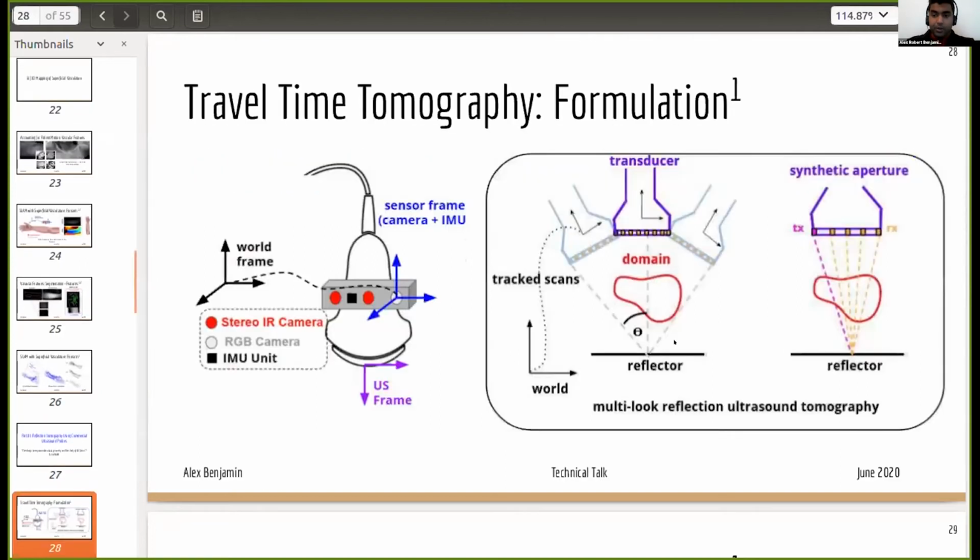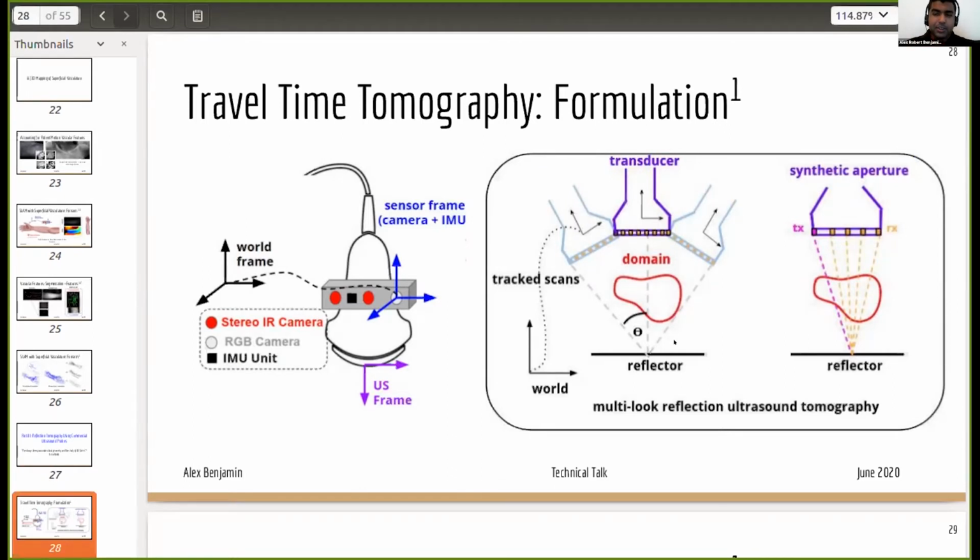And so the work that I've been doing now, and this is currently in progress, is because we have the ability to track an ultrasound probe, we can interrogate a domain of interest, and I'm looking at the image on the right, the red blob. We can interrogate that domain of interest from arbitrary viewpoints. And the reason we can do that is because we know where the transducer is at any given time.